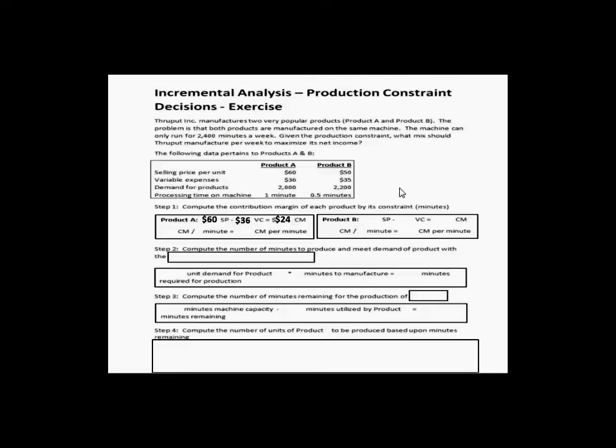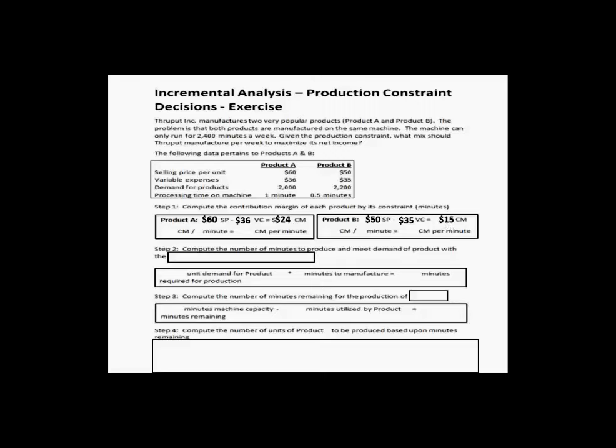Now let's compare that to product B. Product B's selling price is $50 a unit. Its variable costs are $35 a unit. So the contribution margin for product B would be the $50 minus the $35, and our contribution margin is $15. Now if we take a look at the contribution margin of product A and product B, it looks pretty obvious that product A has a much higher contribution margin than product B.